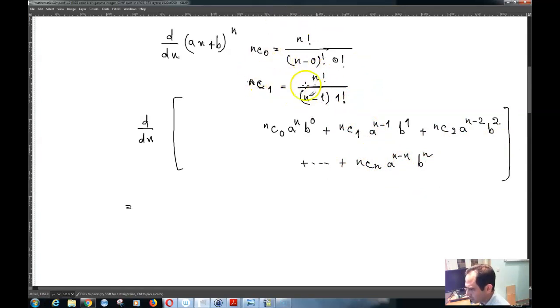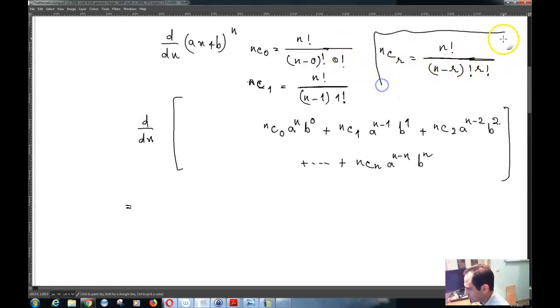again the same thing, meaning that n combination r, as a general rule, is basically n factorial over n minus r factorial times r factorial. Okay, so based on this you can calculate any sort of combination that you might have.